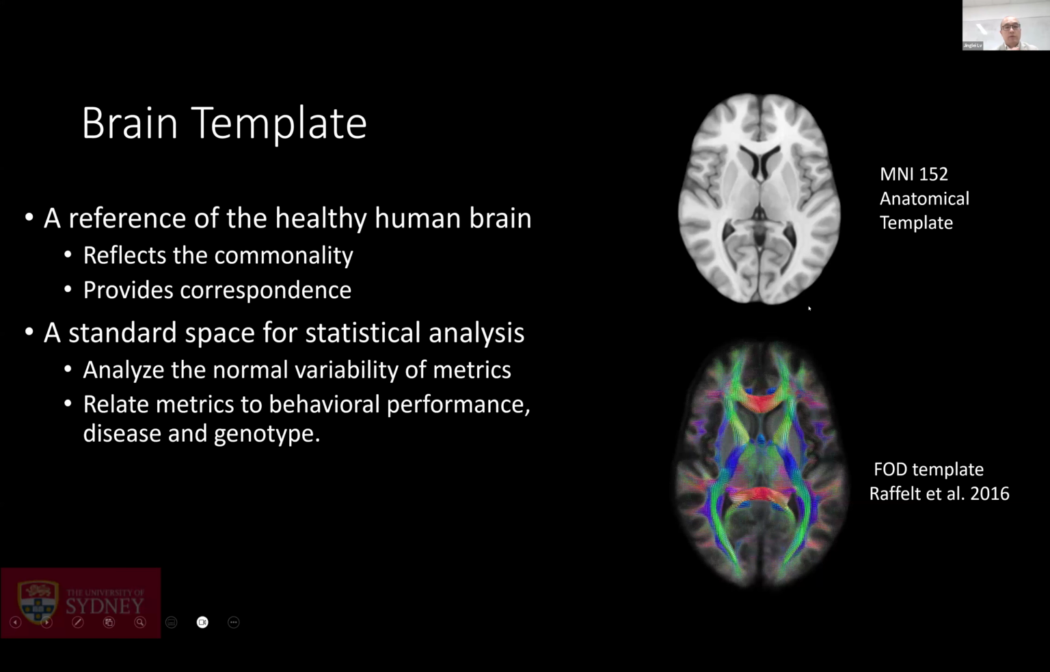brain template. If you work in the field of neuroimaging, you must use the brain template a lot. A brain template is a reference of the healthy human brains, or sometimes a brain template can be built by the disease group as well. But usually it's a reference of the healthy brain. It reflects the commonality of the healthy brain, and it provides correspondence across subjects. And it is also a standard space for statistical analysis.